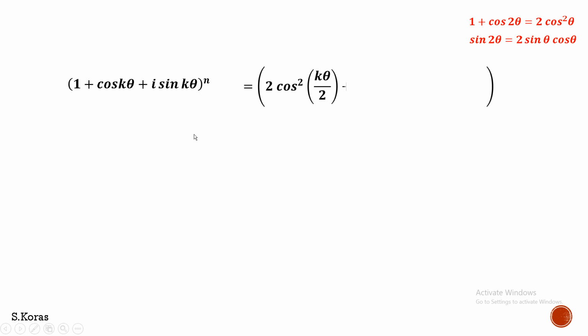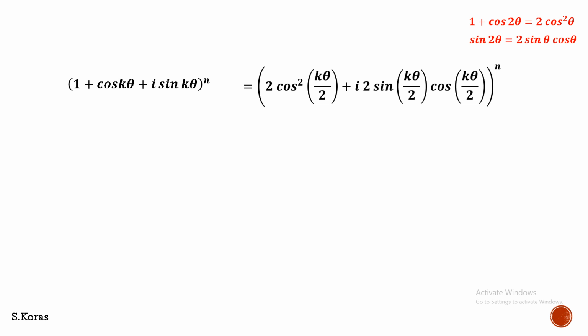So this 1 plus cos k theta can be written as 2 cos square of half of this angle, that is k theta by 2. Now the angle becomes k theta by 2, so here also we must have only k theta by 2. For that we apply the other formula, sin 2 theta is nothing but 2 sin theta cos theta. In the same way, if we apply this formula to sin k theta, it becomes 2 sin of half of this angle, k theta by 2, into cos of half of this angle, k theta by 2. For this whole, we have to write the power n. That's good. So now we have simplified the given term like this.